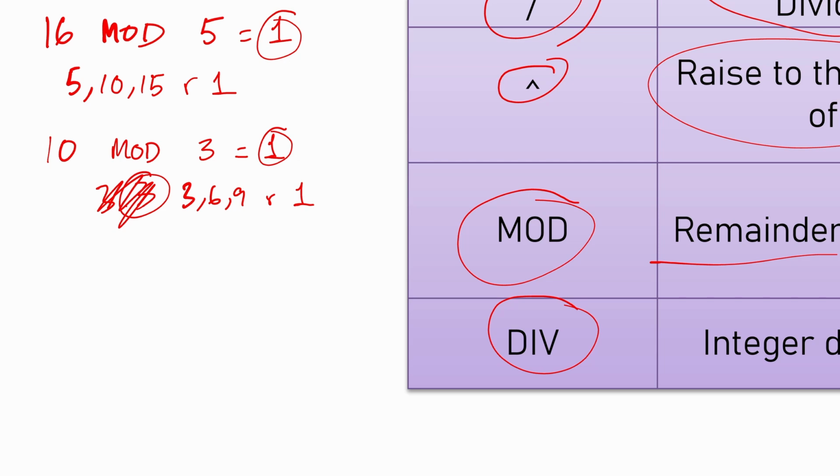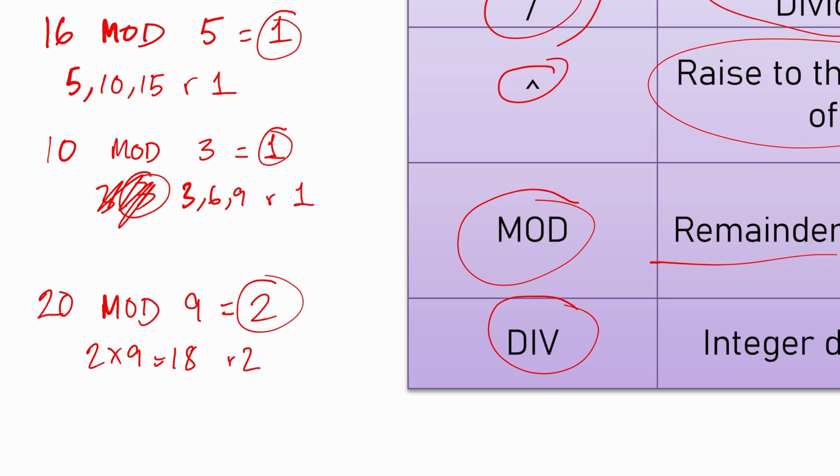If I just do one more to clarify, 20 mod 9, you do 20 divided by 9, and there you should realize 2 9s makes 18. So 2 9s equals 18, and then there are 2 left over. So 20 mod 9 would actually return 2. So it's the remainder.